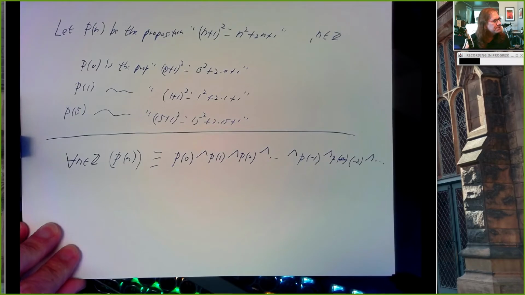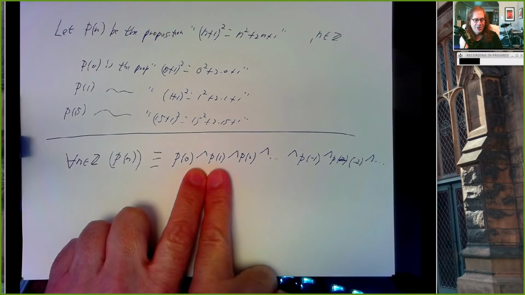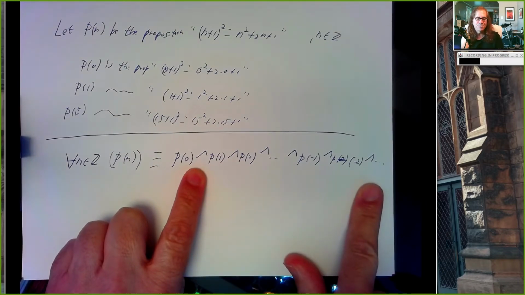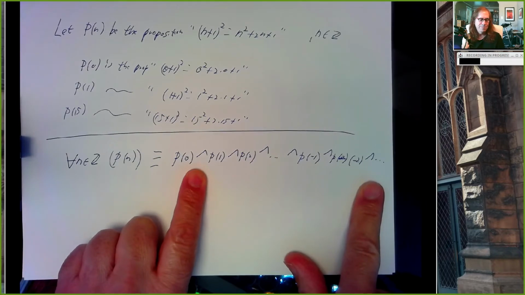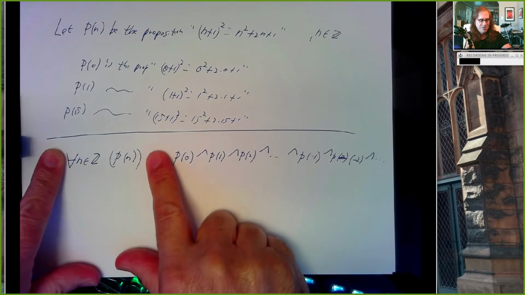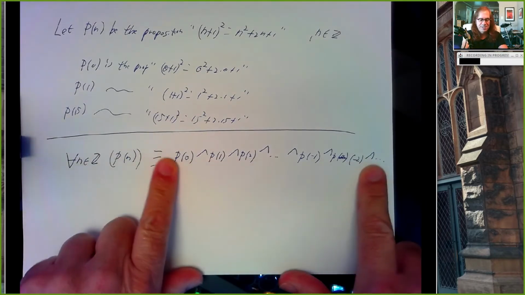Let's see, chat comments. So for all n in Z, p of n basically means shorthand for plugging every integer n into the function, and asserting that all of those resulting propositions are true. Right, so when we write this, stating that this proposition is true means that this is true.